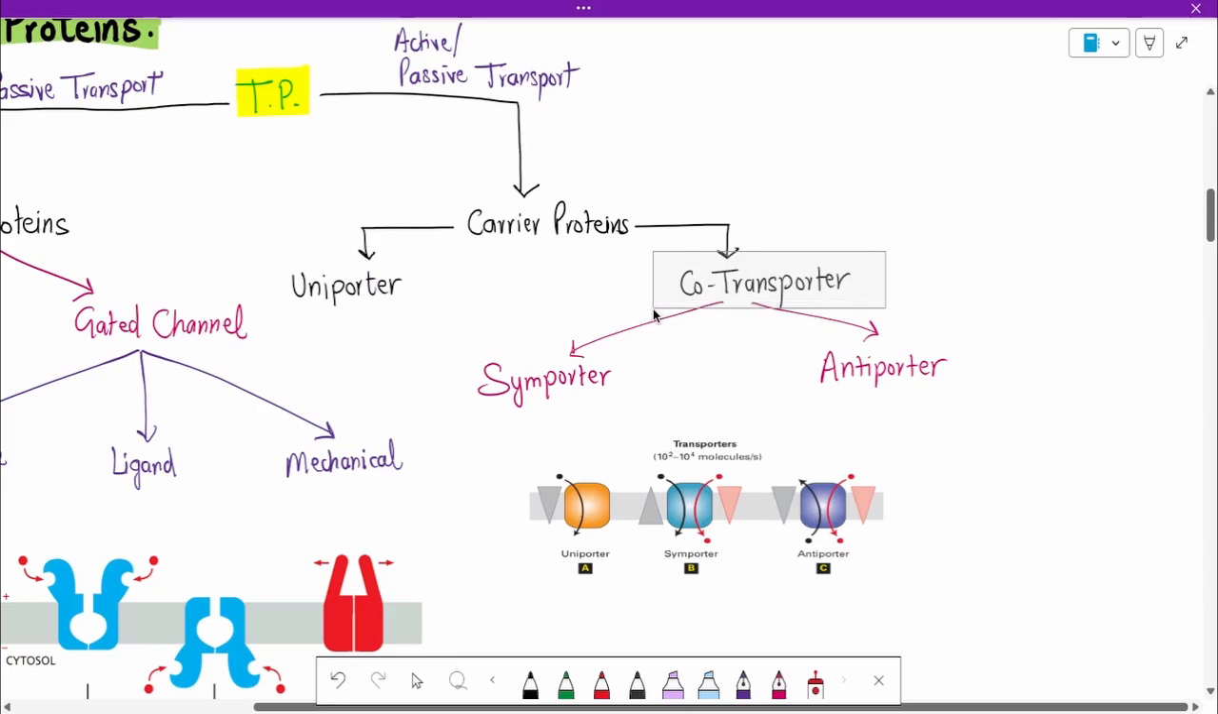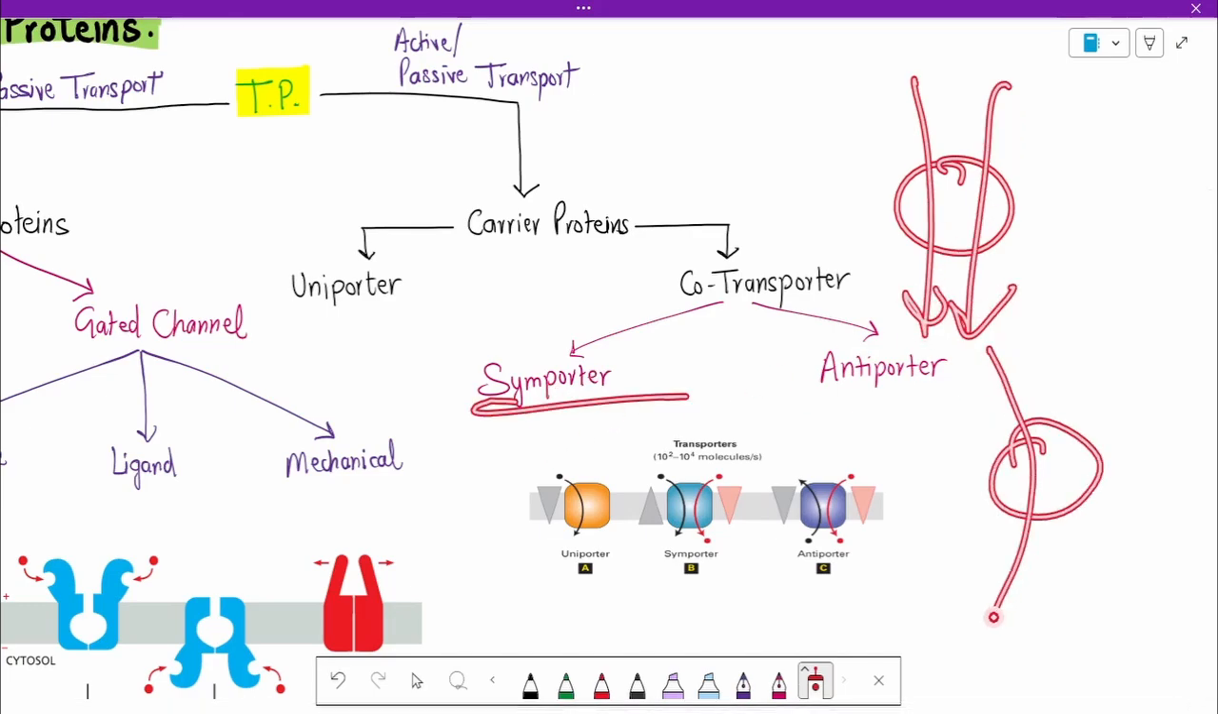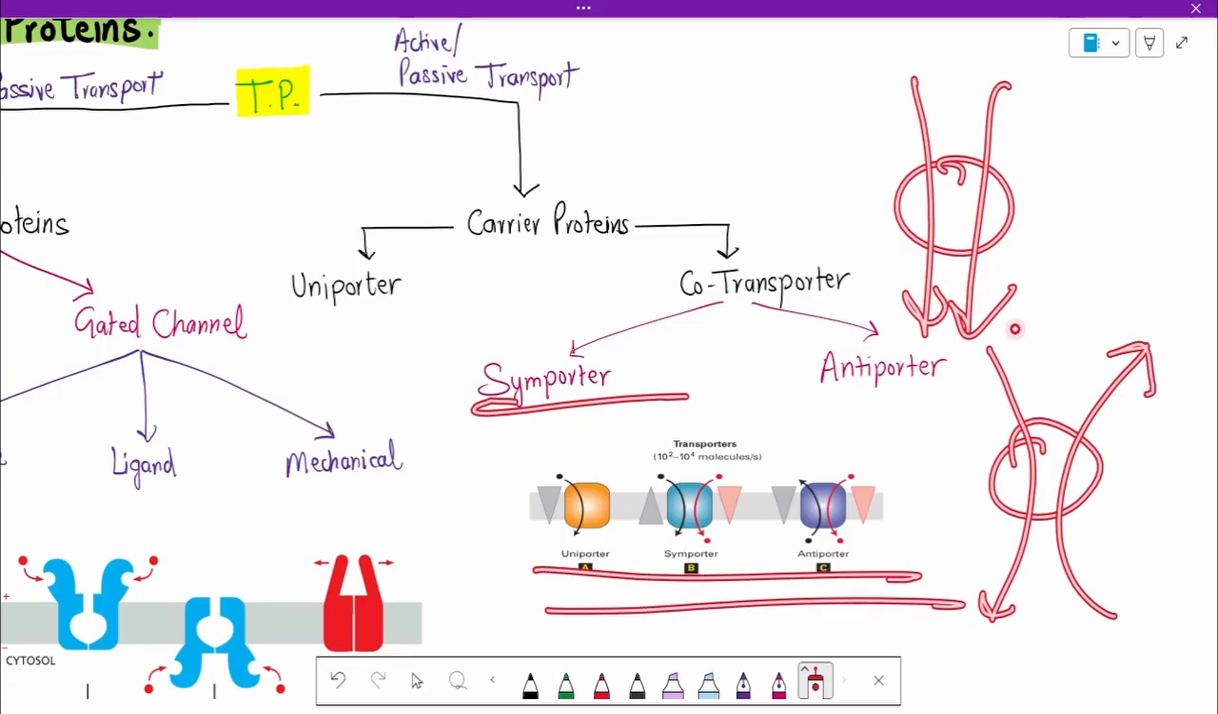And co-transporters are further classified as symporters. If it transports both the molecules in the same direction, it is a symporter, and if it transports in the opposite direction, it is an antiporter, as you can see right here.